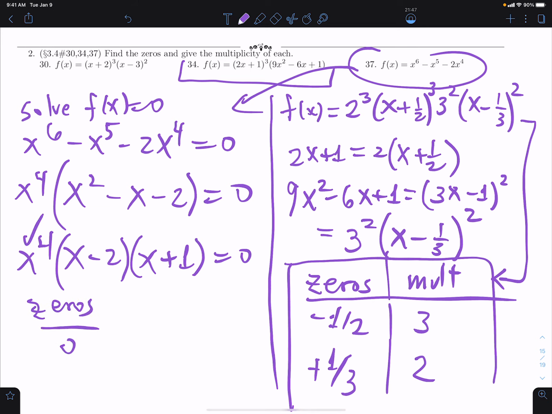There's a zero of 0. If you input 0, the output is 0. 2 is a zero. If you input 2, the output is 0. And there's a zero of negative 1. If you input negative 1, the output is 0. And we want the multiplicity of each of them. Well, for 0, that factor x is raised to the 4th power, so it has multiplicity 4, whereas x minus 2 and x plus 1 are just simple factors, so they have multiplicity 1.